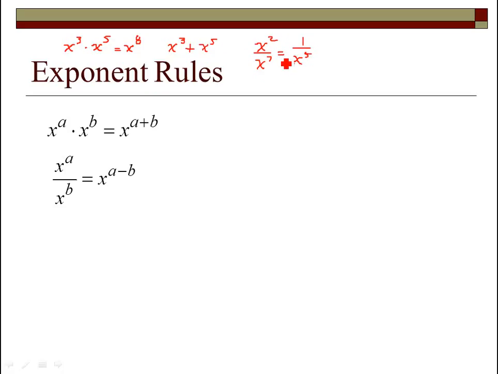x to the fifth. Now if I subtracted my exponents, I'd have x raised to the 2 minus 7, which is x to the negative 5, which is equivalent to 1 over x to the fifth, but we usually want to leave our answers without negative exponents. Raise it to a power, we multiply our exponents. So x squared raised to the fifth would be x to the 10th.